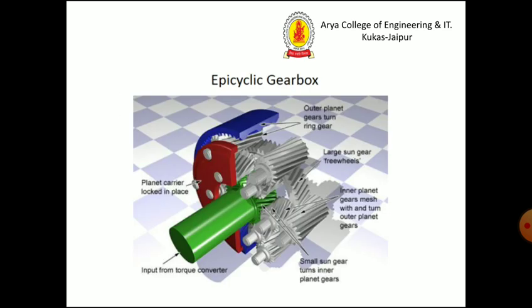This is the construction detail of the epicyclic gearbox, in which there is input from the torque converter. The planet carrier is locked in place. The smaller sun gear turns the inner planet gear. The inner planet gear meshes with and turns the output planet gears. The larger sun gear freewheels and the output planet gears turn the ring gear.